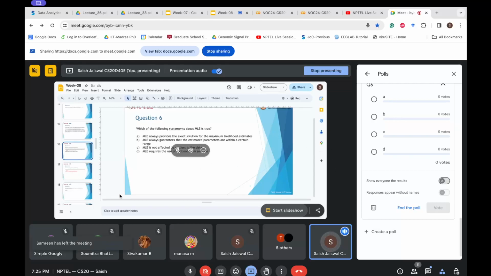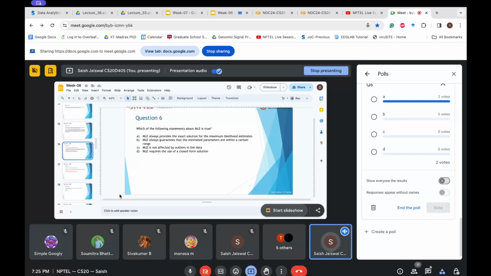MLE always provides the exact solution for the maximum likelihood estimates. MLE always guarantees that the estimated parameters are within a certain range. MLE is not affected by outliers in the data. MLE requires the use of a closed form solution.